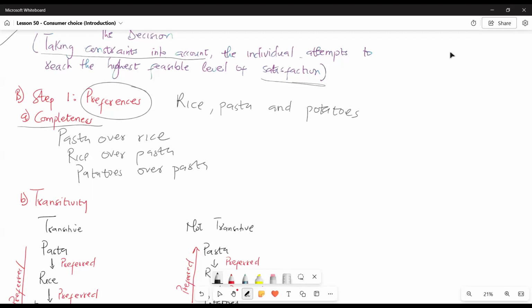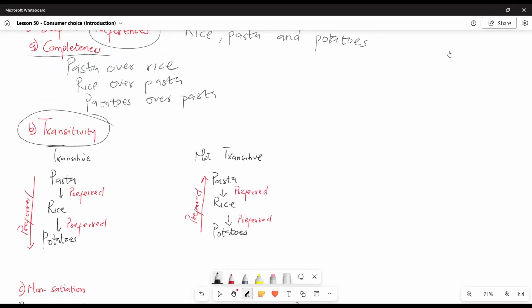Now, the next thing is transitivity. Transitivity simply means that, looking at the 3 goods, if I give you 2 of these, for instance, if I give you pasta and I give you rice, and Ella says that, oh, I like pasta over rice. Now, if I give Ella rice and potatoes, and Ella says that I prefer rice to potatoes, then it means that if I give you pasta and potatoes, you should prefer pasta to potatoes.